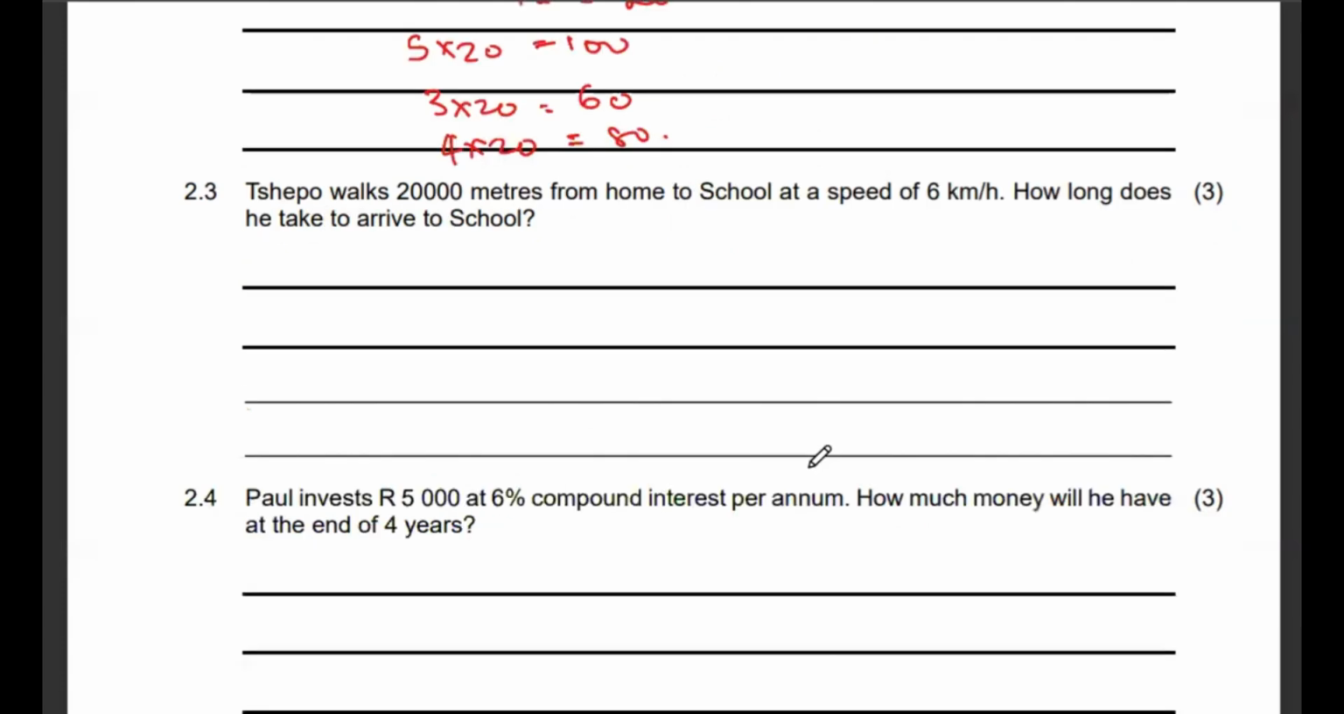All right, and then 2.3, Tsepo walks 20,000 meters from home to school at a speed of 6 kilometers per hour. How long does it take him to arrive at school? Now, the speed is given in kilometers per hour, but the distance is given in meters. So first things first, we need to change 20,000 meters to kilometers. So it's going to be 20,000 divided by 1,000, which is going to give us 20 kilometers.